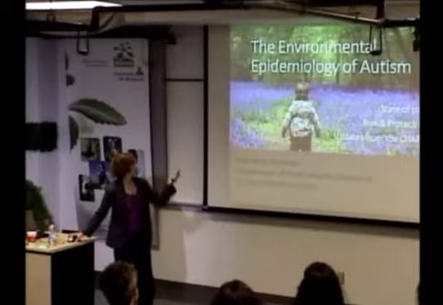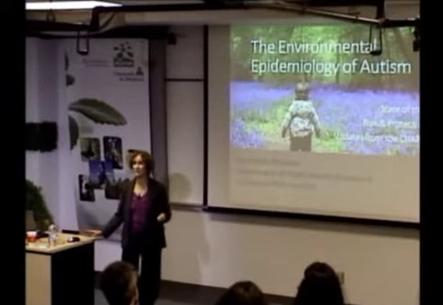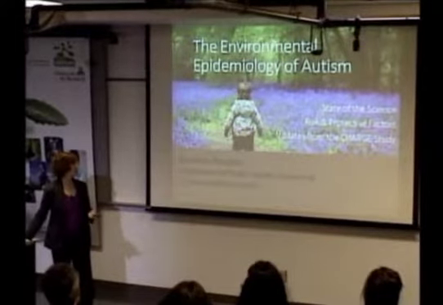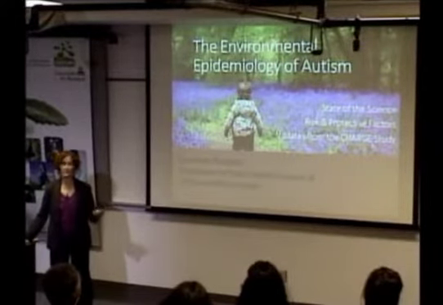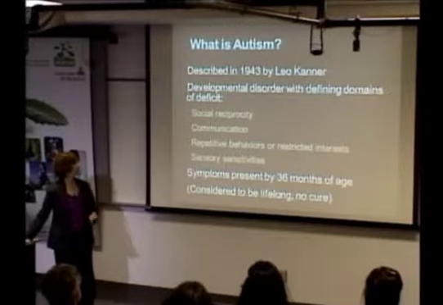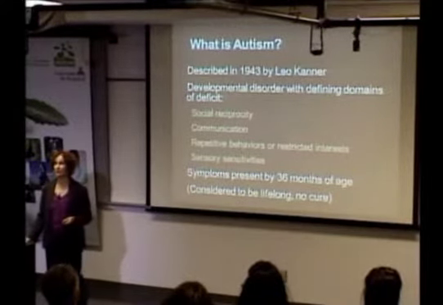So environmental epidemiology of autism is the title of the talk, and I'll be going through some of the literature a little bit and our own work from the CHARGE study at UC Davis. So just as background, what is autism?